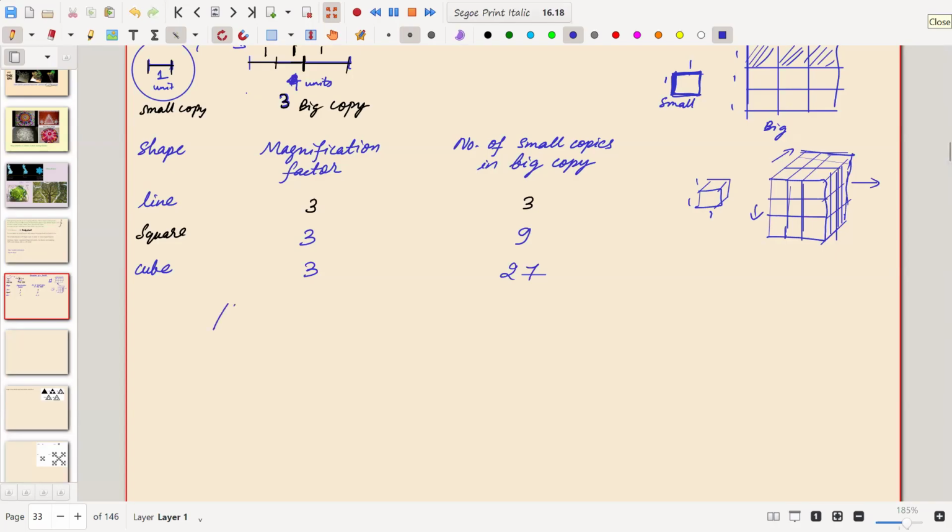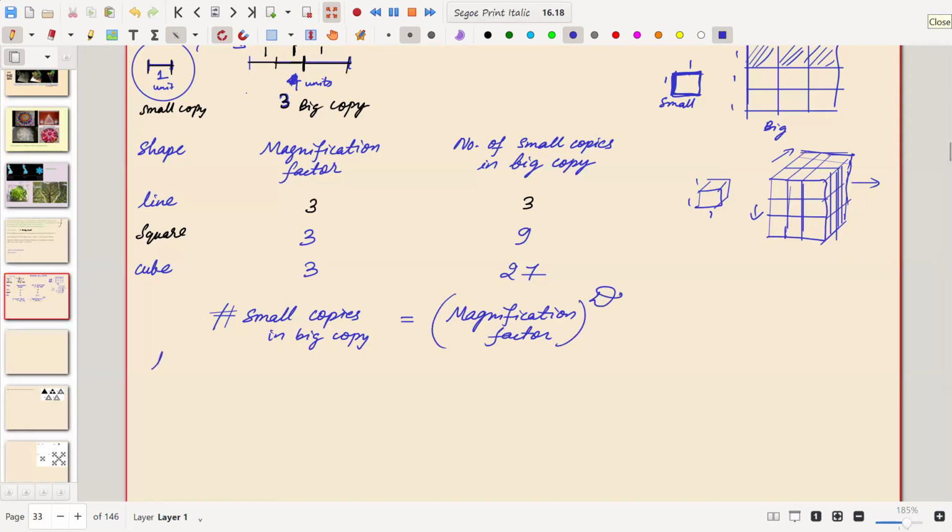Can we write it like this? Number of small copies in the big copy is equal to magnification factor to the power of something. Yes. And that is the dimension. Okay. That is the dimension.